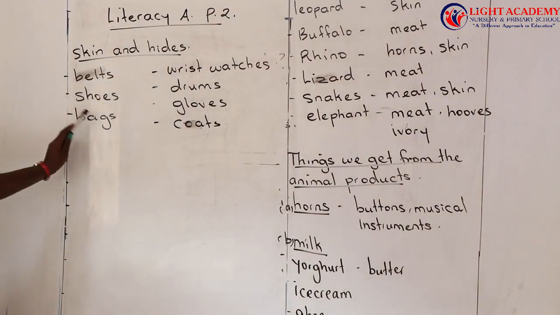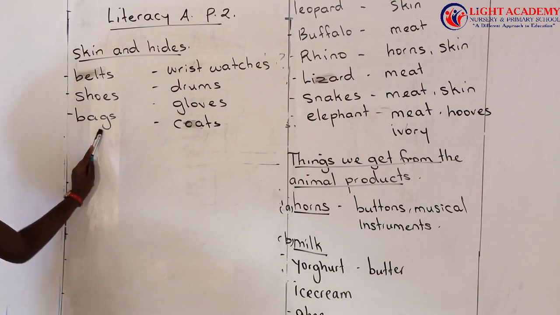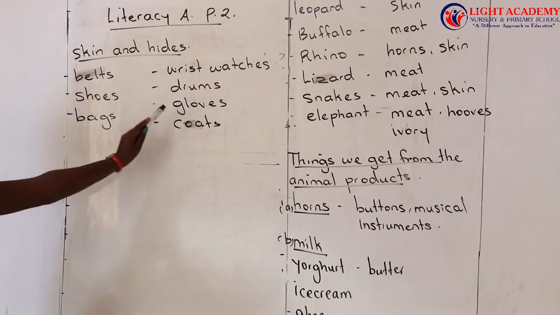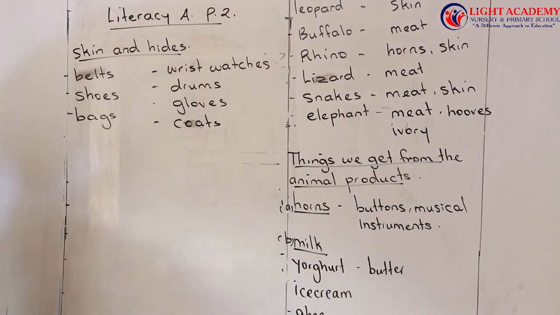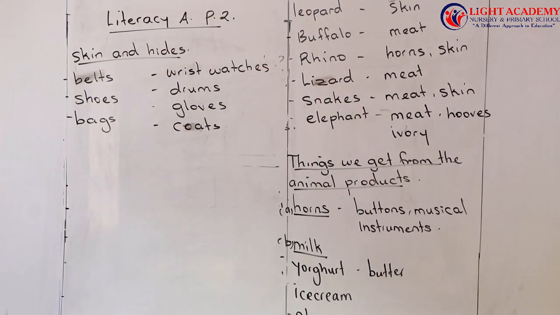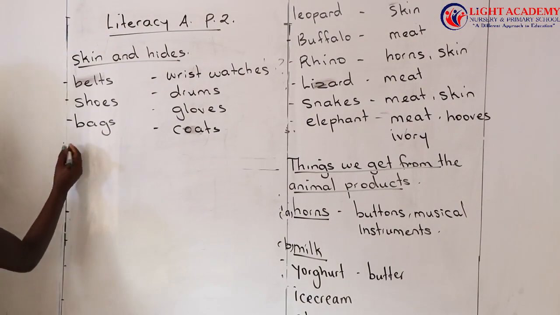We have belts, we have shoes, we have bags, we have wristwatches, we have drums, we have gloves, we have coats, and many others. Then now let us look at another animal product called the ivory.